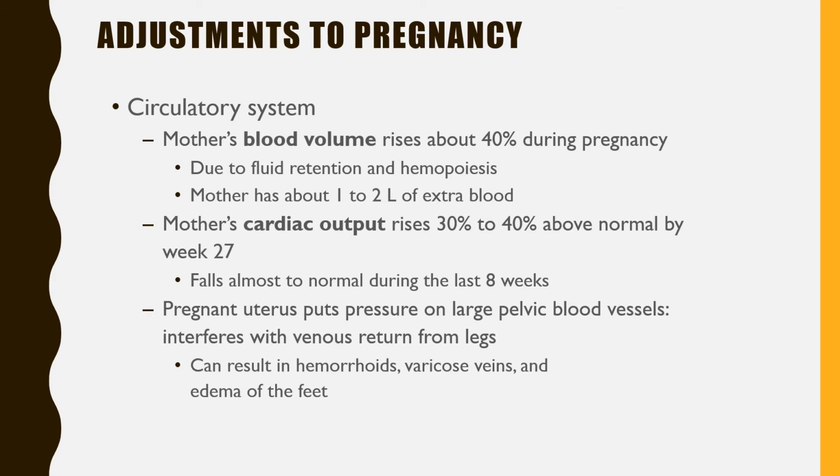The cardiac output rises 30 to 40% above normal. Larger volume means larger stroke volumes and so on, and there can also be an increase in the heart rate, so the cardiac output can go up significantly. But we know that blood pressure is related to cardiac output and the total peripheral resistance, and progesterone has a relaxing effect on the resistance, and so that can offset that, so the blood pressure really shouldn't rise very much at all during pregnancy.